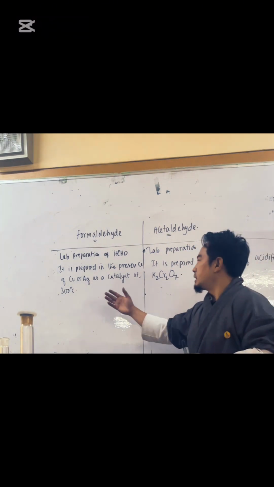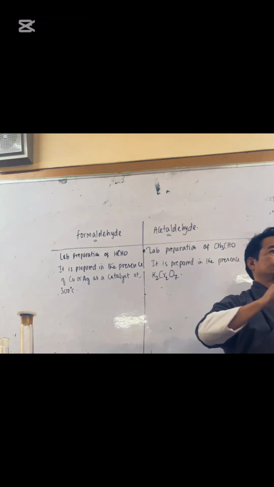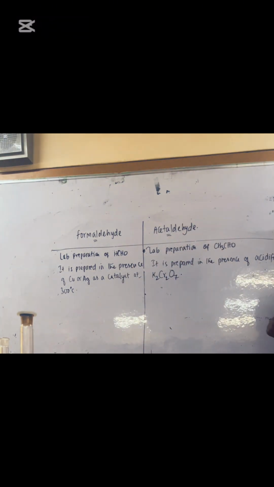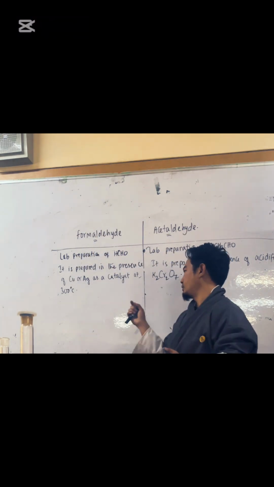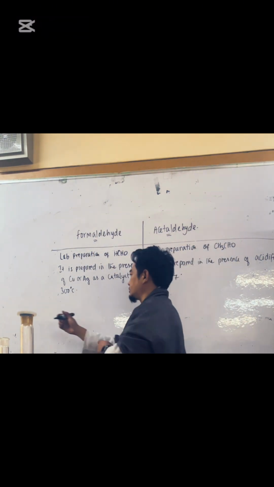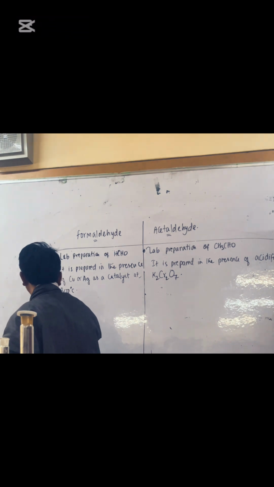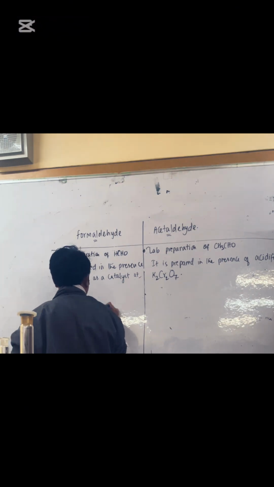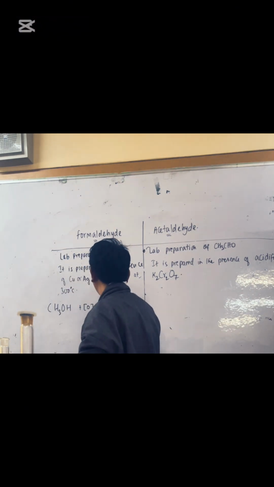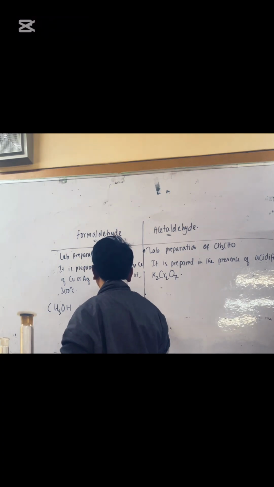So tell me the specific alcohol. Which alcohol here, and which alcohol here? We are going to use methanol here, and ethanol here. So I'm going to take methanol, CH3OH, and then react with nascent oxygen. And then the product formed is HCHO plus water.